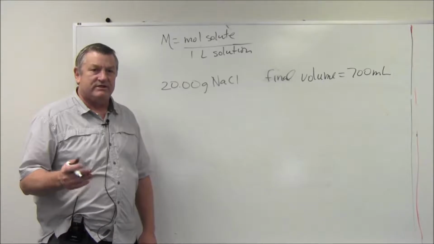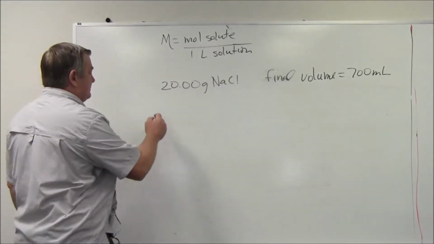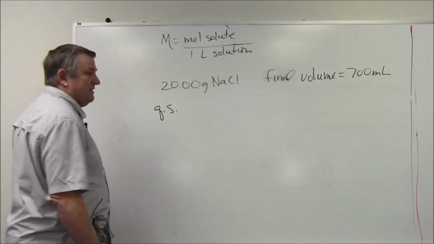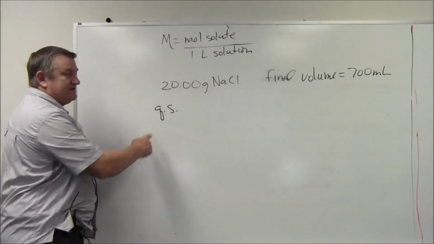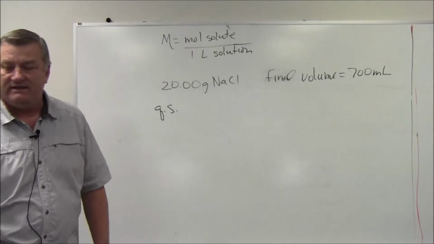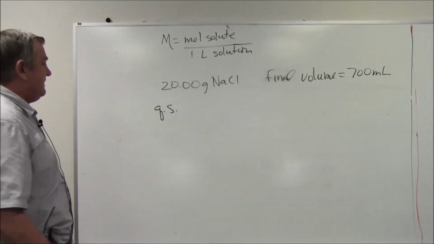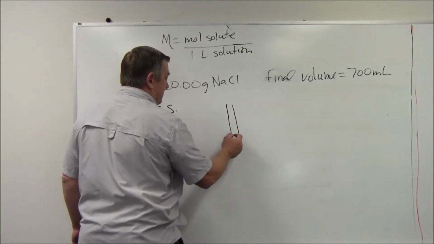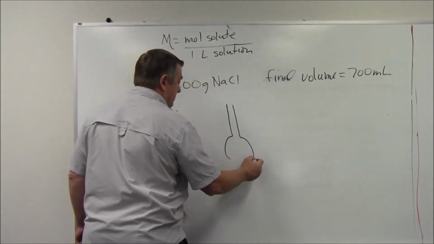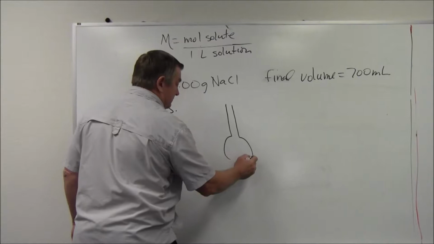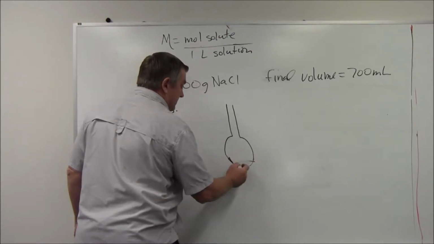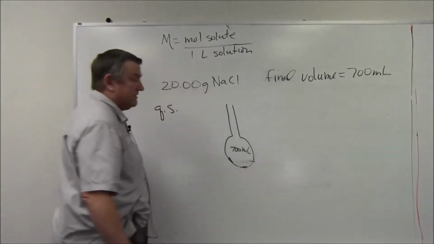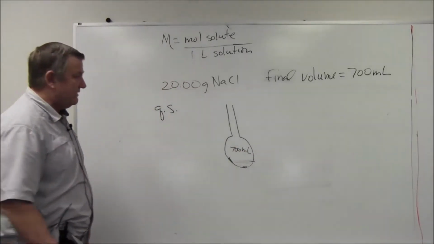So when you make a molar solution, you do what's called QS. You QS it. This stands for quantity sufficient. Quantity sufficient. You add, here's how you do it. We're going to take a volumetric flask. And it's going to say 700 milliliters on it. Okay, we learned these in the equipment quiz.